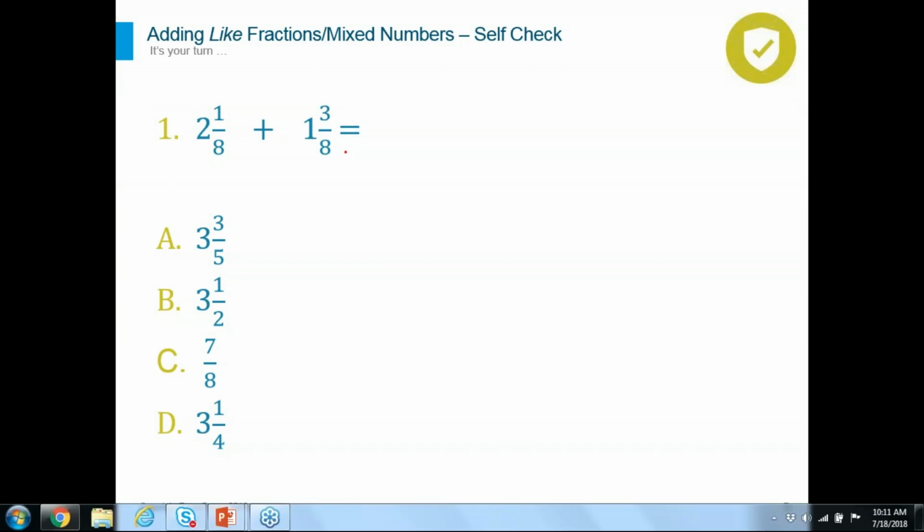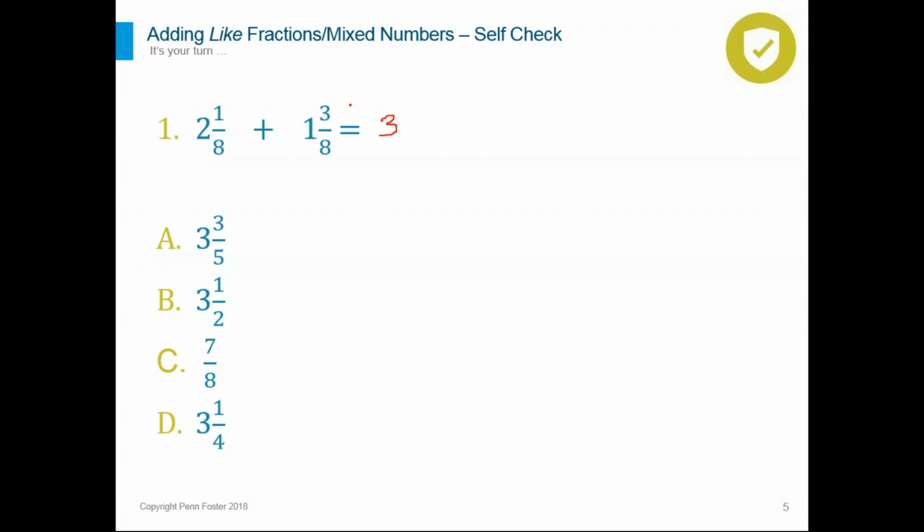Again, two mixed numbers with the same denominators. They are like mixed numbers, so simply add. 2 and 1 is 3. 1 and 3 is 4 on the top, and then 8 will remain on the denominator. Now, 3 and 4 over 8 is what? 4 and 8. There is a common factor between 4 and 8, so this is not my simplest answer. I have to divide over what?